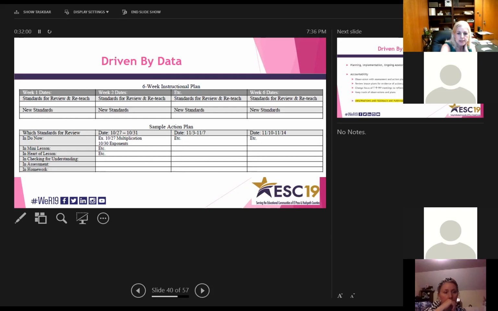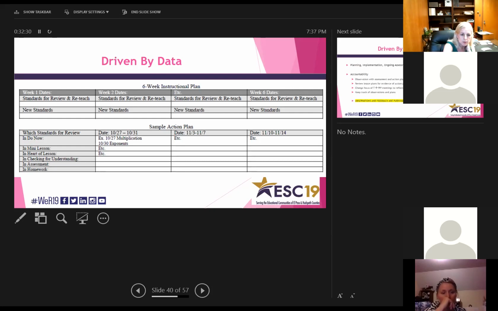Then in my mini lesson, that may be the new standard I'm doing today. In the heart of my lesson, usually it's going to be a new standard where I've also cycled in some of those other standards that need to be reviewed and retaught. Check for understanding is that formative assessment piece, and it can be simple, like an exit card. We've talked about that. It can be a quiz, a reflective journal, an essay. There's a million different ways.